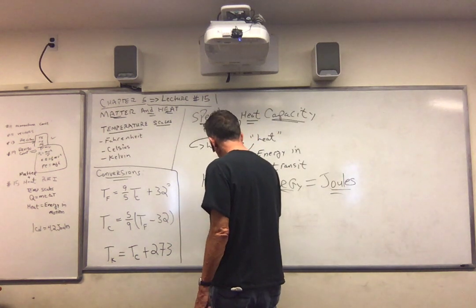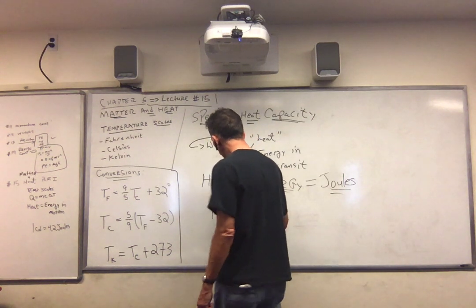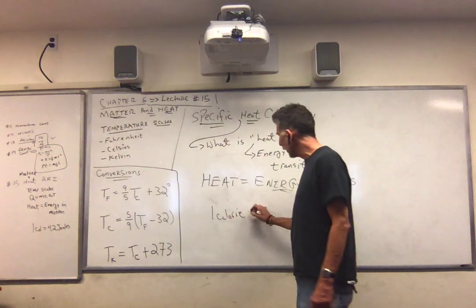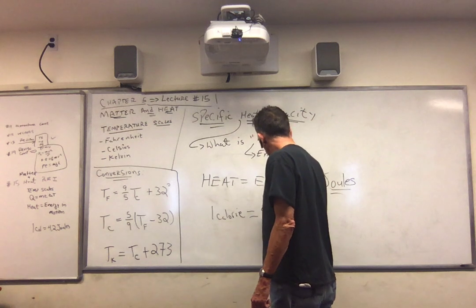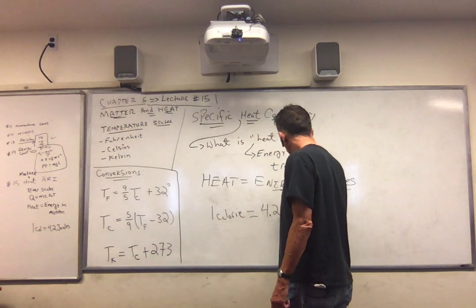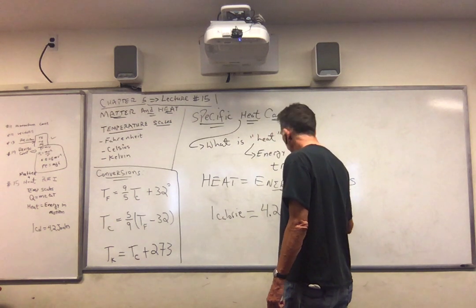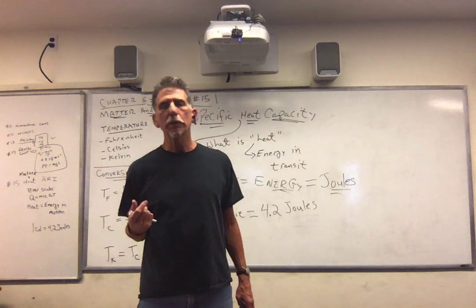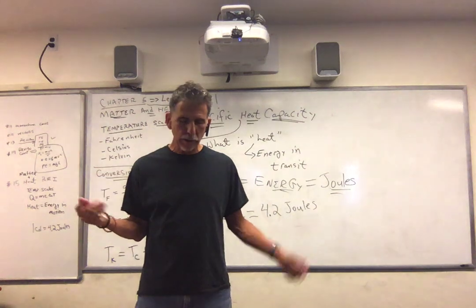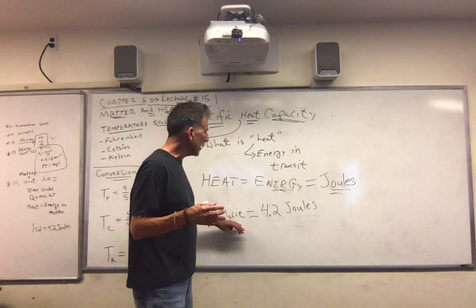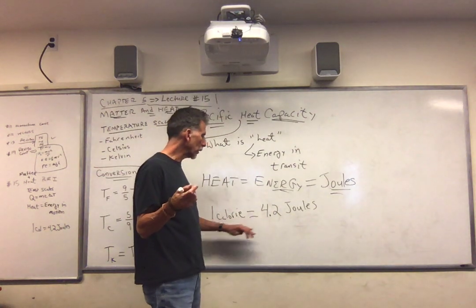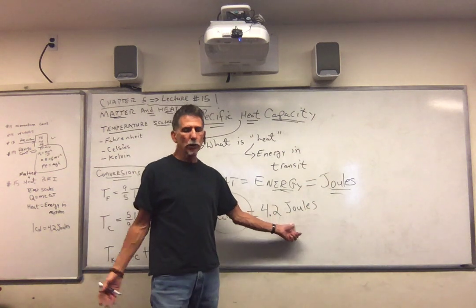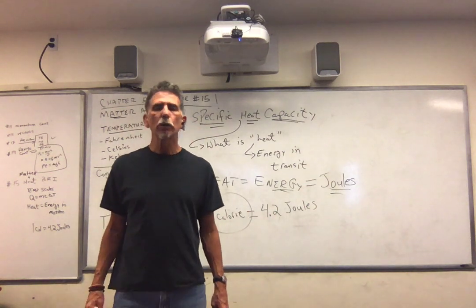1 calorie, and I want you to note that's a small c calorie, is going to be equal to 4.2 joules. It's a conversion. It's like saying 1 inch is 2.54 centimeters. It's just different units. For heat, traditionally, historically, we're going to use calories. But I just want you to know it's related to joules. It's just a unit of energy.